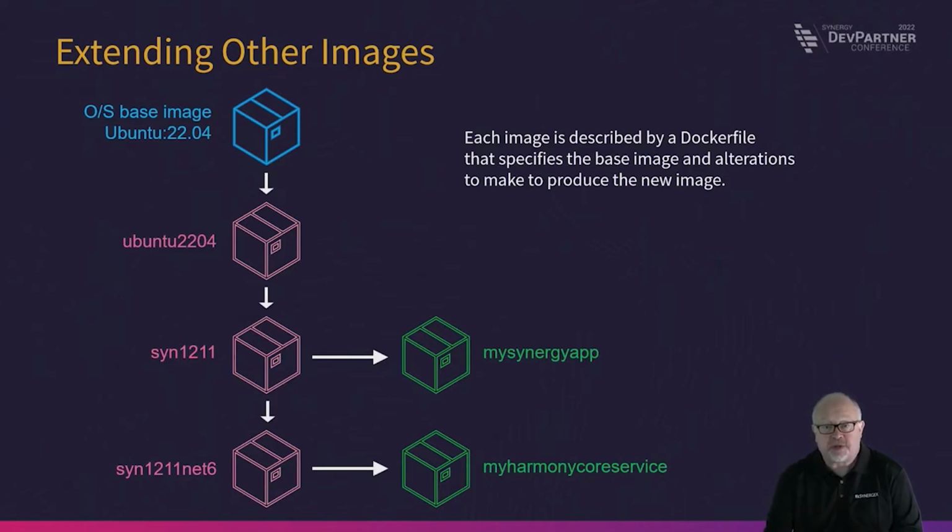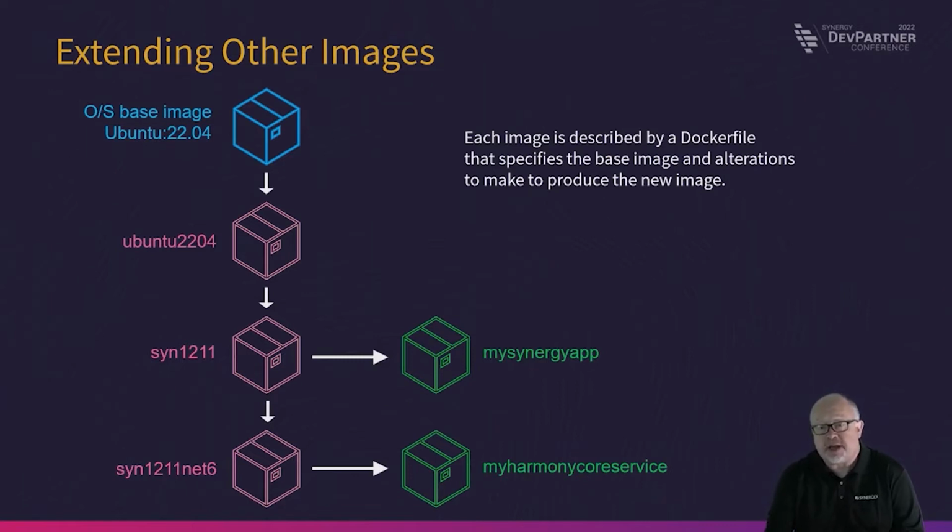So in this example, the Syn1211 image inherits everything from my Ubuntu image and then adds Synergy. I can then create other containers and add the binaries and other files needed to run a specific application, like these My Synergy app shown in green. Each one of these is an image.